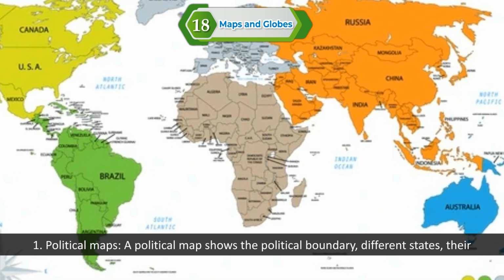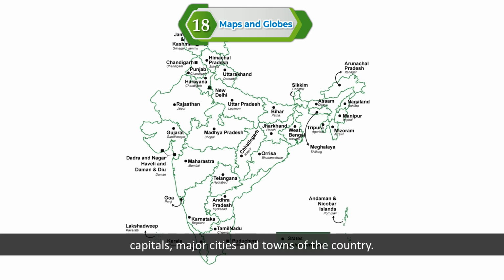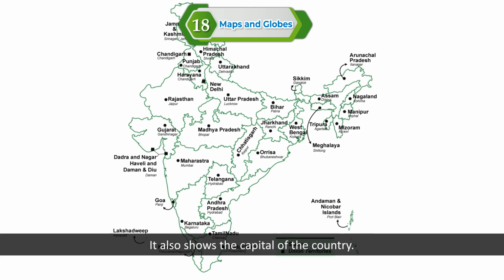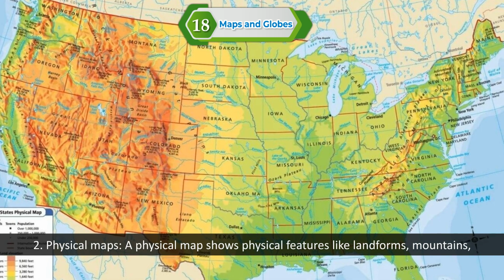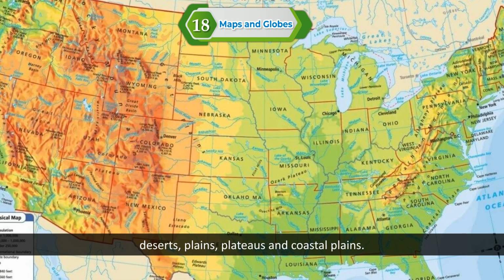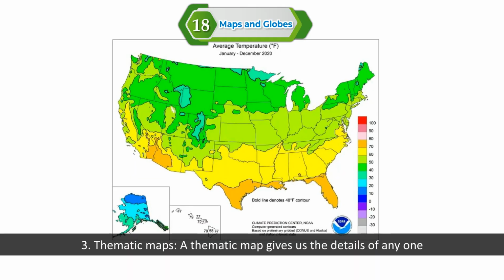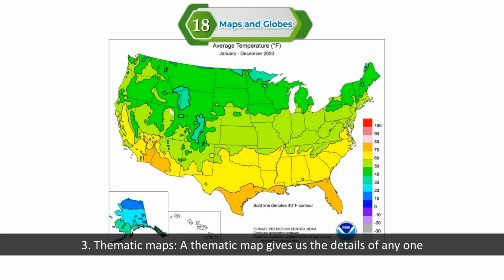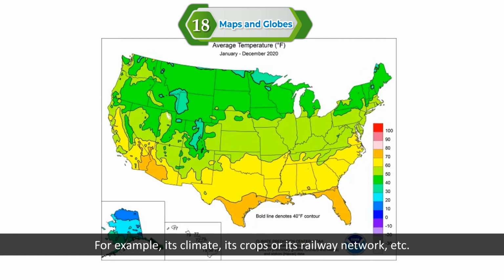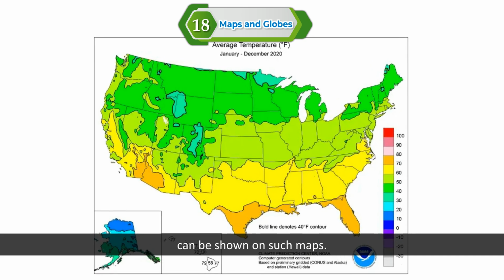1. Political maps. A political map shows the political boundary, different states, their capitals, major cities, and towns of the country. It also shows the capital of the country. 2. Physical maps. A physical map shows physical features like landforms, mountains, deserts, plains, plateaus, and coastal plains. 3. Thematic maps. A thematic map gives us the details of any one theme concerning that country. For example, its climate, its crops, or its railway network, etc. can be shown on such maps.